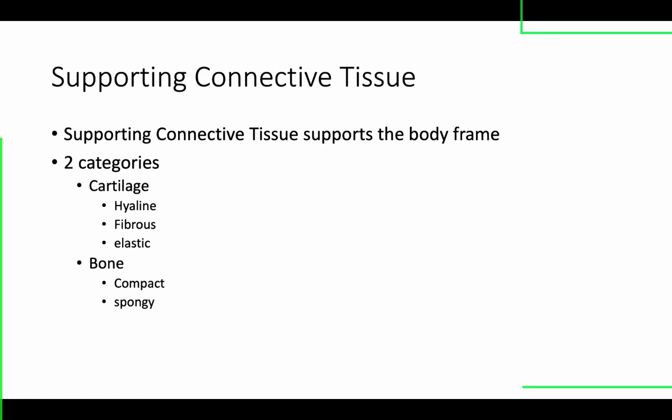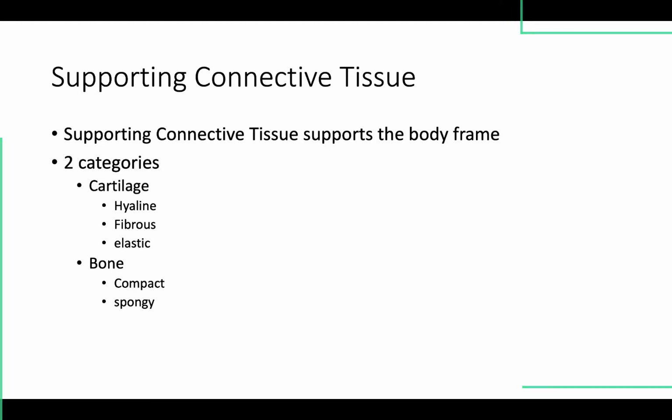Then we have supporting connective tissue. And supporting connective tissue supports the body frame. There's 2 categories in here. And this is the end of connective tissue. Yay, right? We have cartilage and we have bone. Cartilage, we have hyaline cartilage, fibrous cartilage, and elastic cartilage. Bone, we have compact or spongy bone, right?